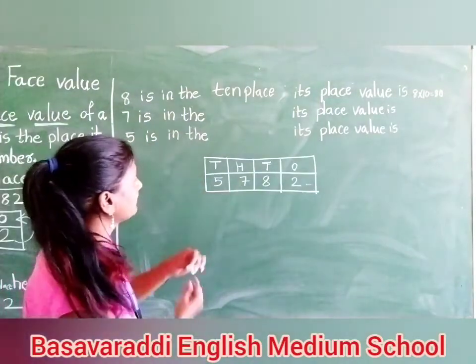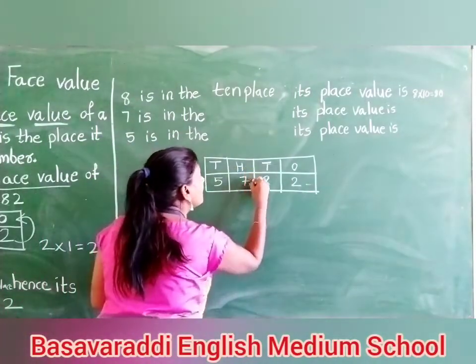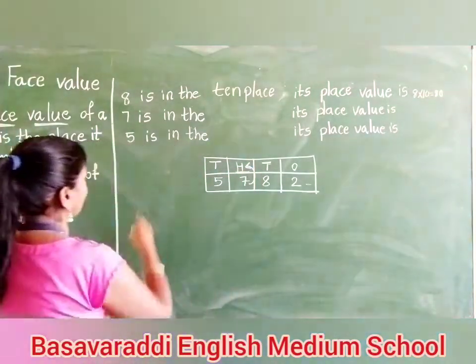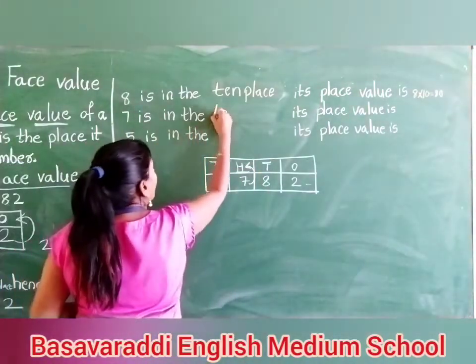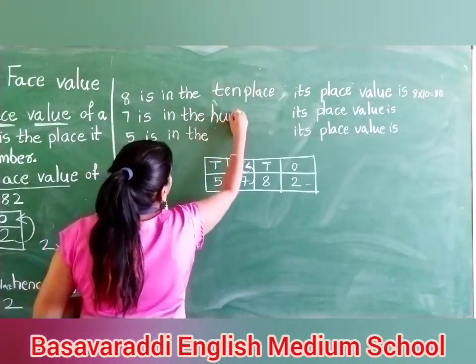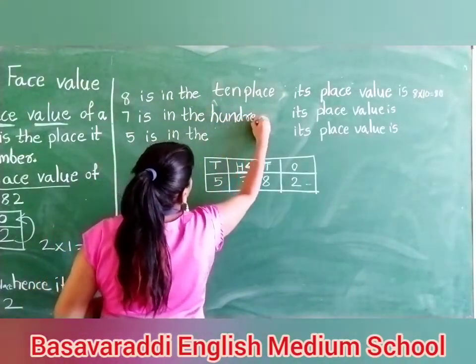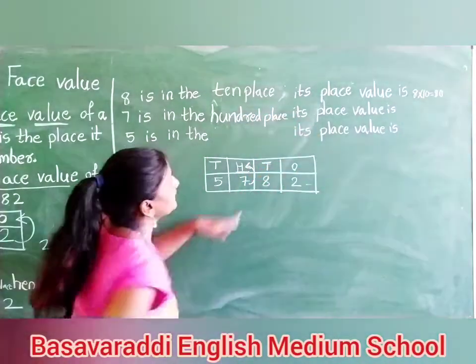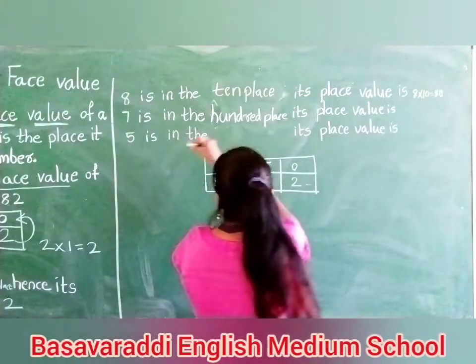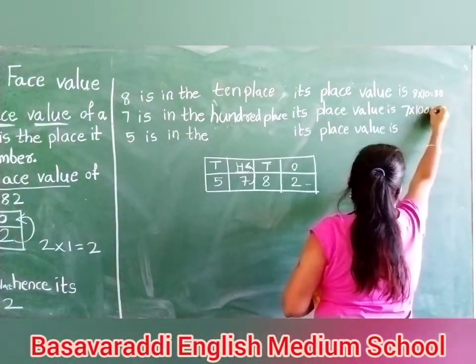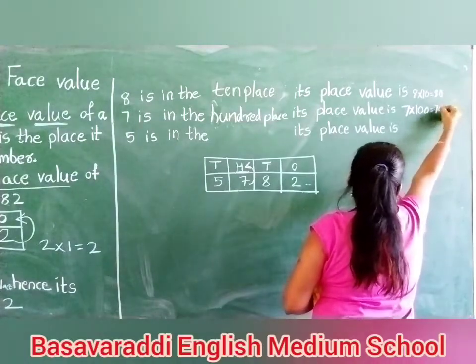Which place is 7 in? In the 100 place. That is, 7 is in the 100 place. Its place value is 7 into 100, which is 700.